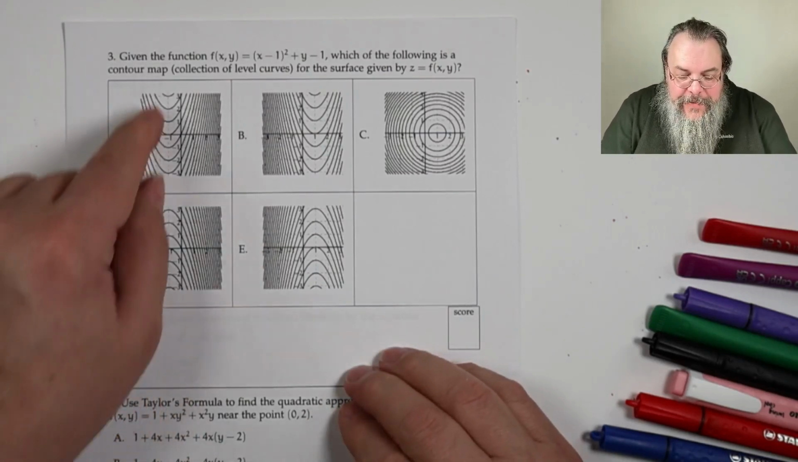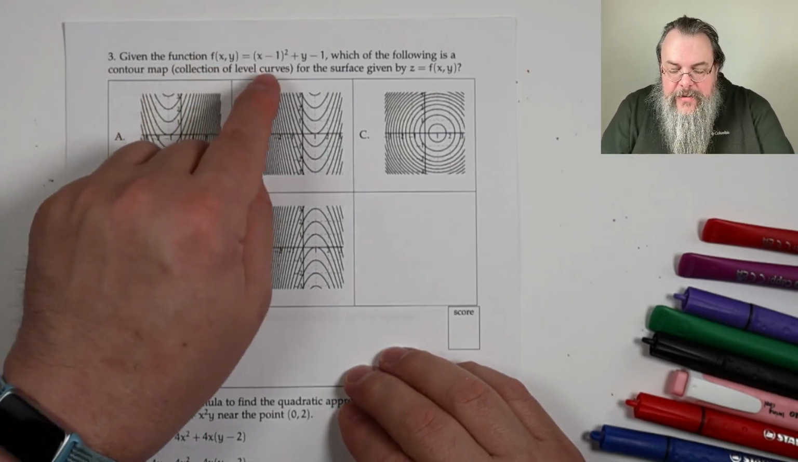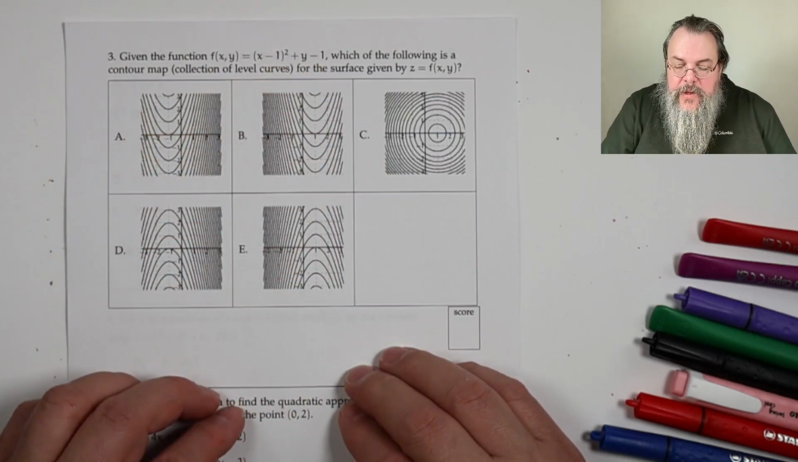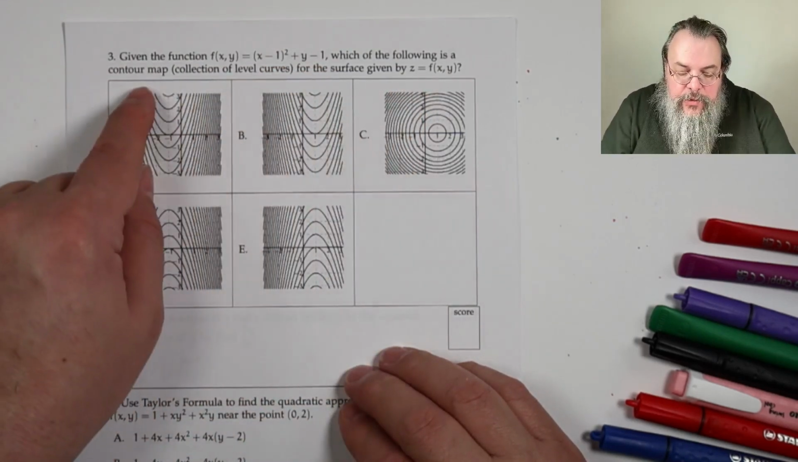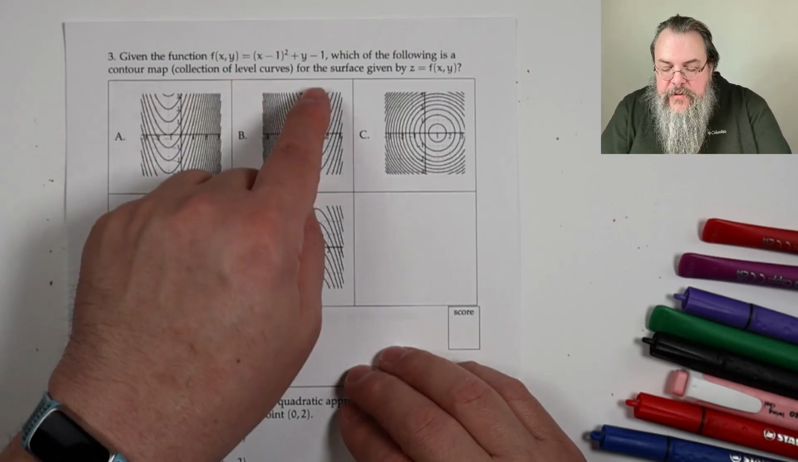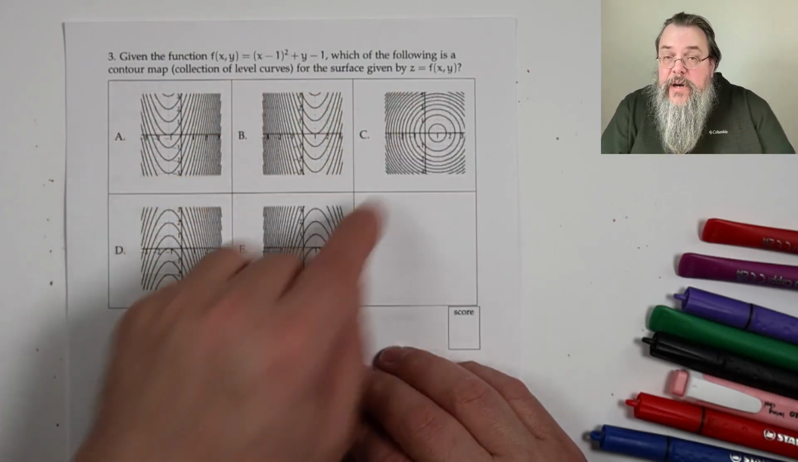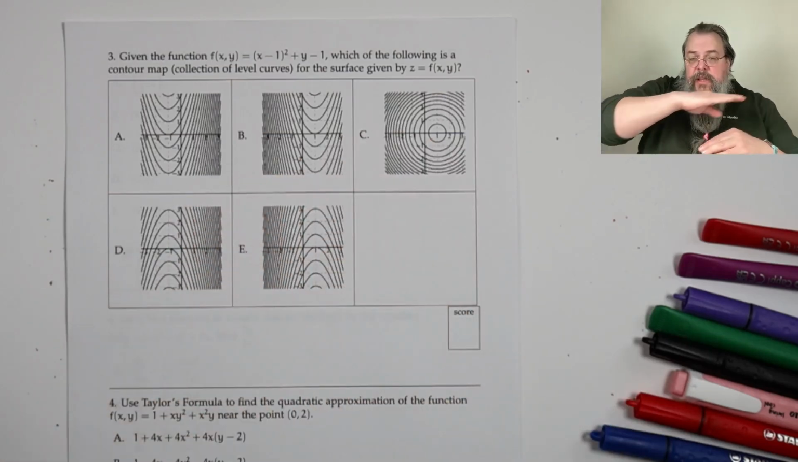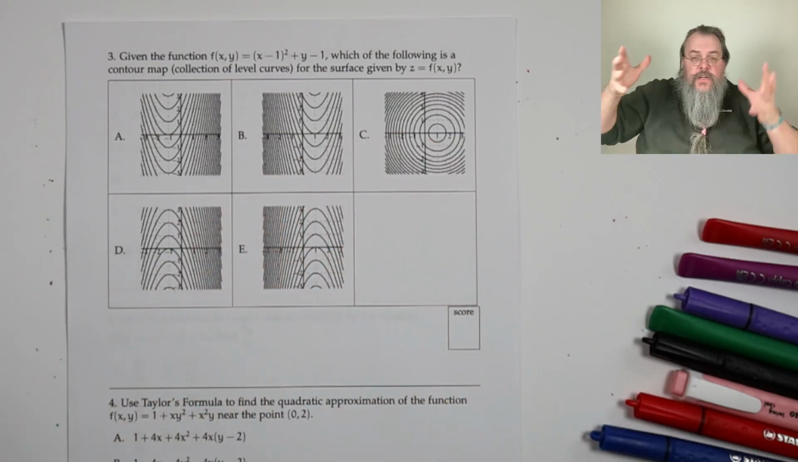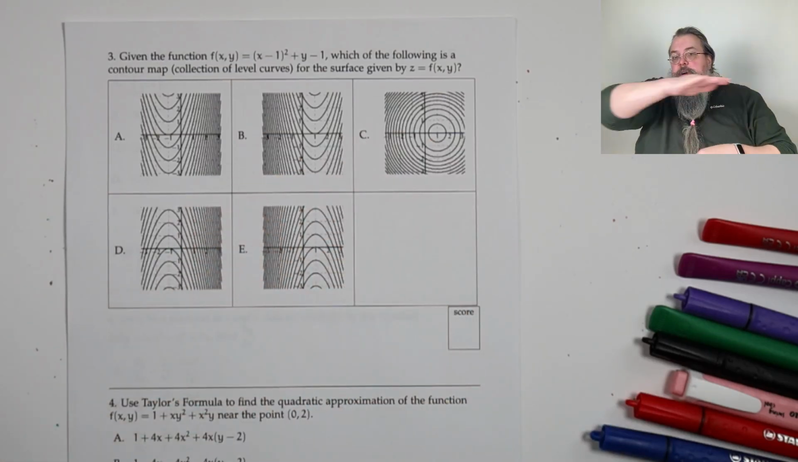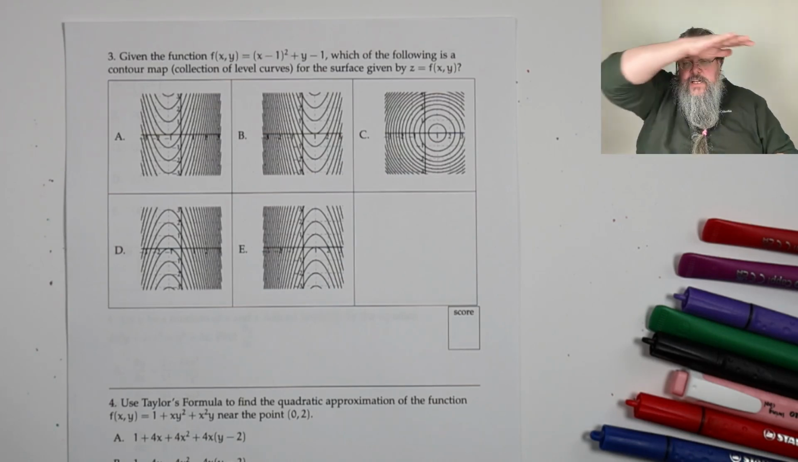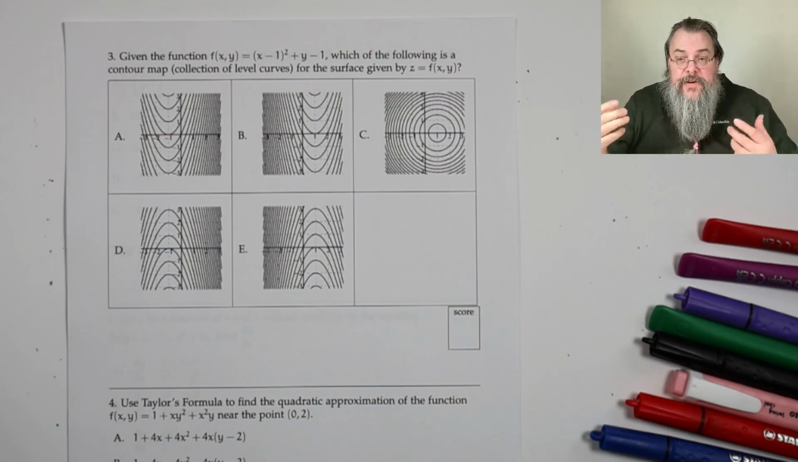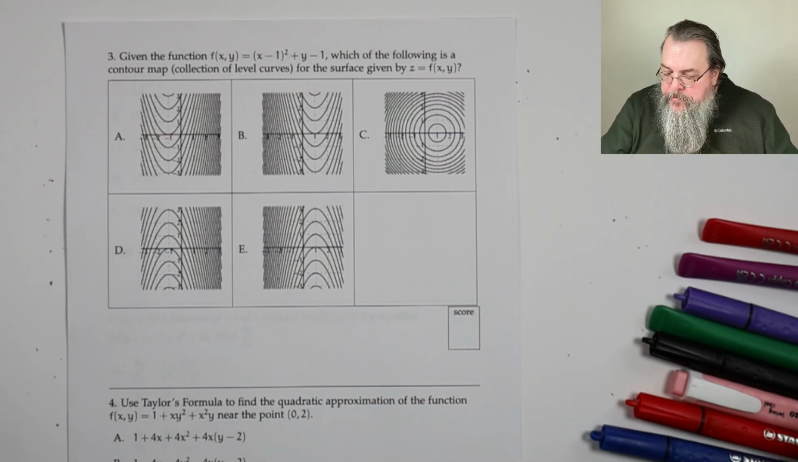All right. Given the function f of x, y is (x minus 1) squared plus y minus 1, which of the following is a contour map, a collection of level curves, for the surface given by z equals f of x, y? So what we're seeing is there's a surface doing something, I don't know, but now we're going to slice, and we're taking different slices, like a topographical map if you've ever gone on a hike.